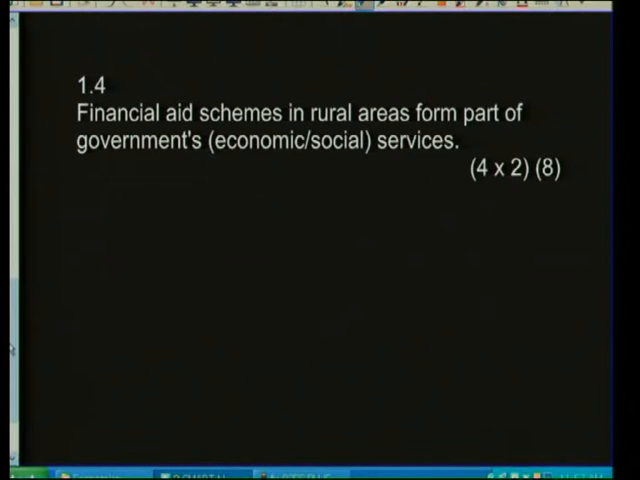1.4. Financial aid schemes in rural areas form part of the government's economic or social services. Now, I looked at the government's memo for this question, and at the end, when they did the marking, they actually took both of these answers as correct because it depends on how you look at the question. Financial aid schemes could benefit the economy, but it could also benefit the people in the specific community. So therefore, either one of these answers would be right: economic or social. So if you come across a question like this in the exam, choose the one that you think is most correct. But if there's any mistake in the question, then they will give you the benefit of the doubt and you will get the marks.